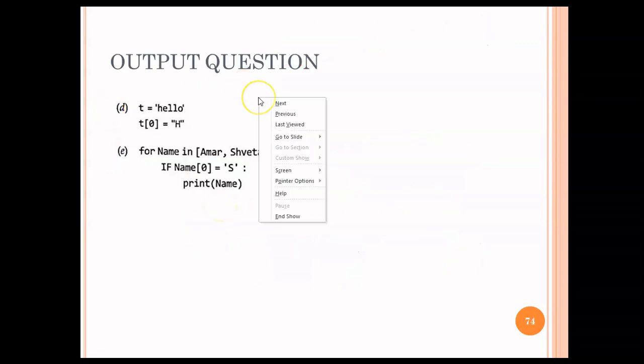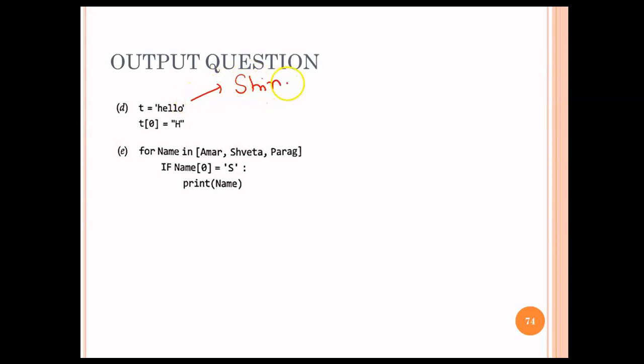Now moving to the next one. So we have one more part here. T is equal to hello. So hello is given in single quote. So it is the example of string. And string is again an immutable data type. String is one immutable data type, so it won't allow you to change the value from the place. So this is wrong, error.